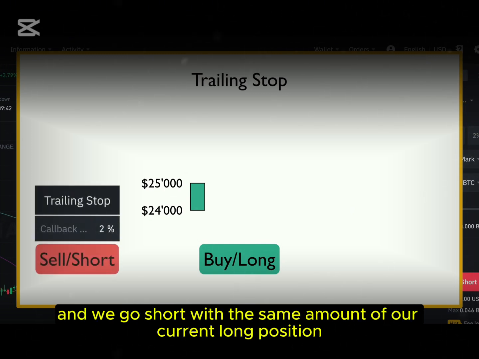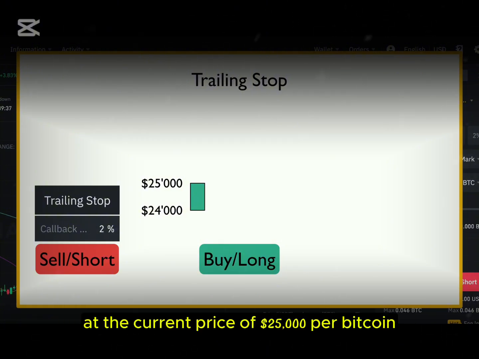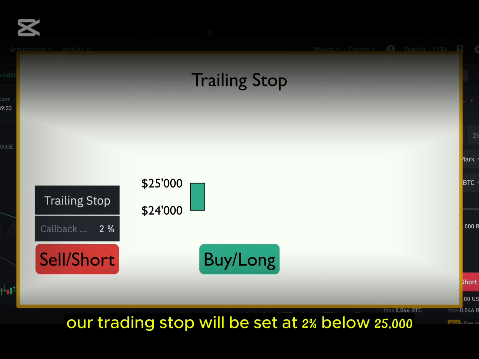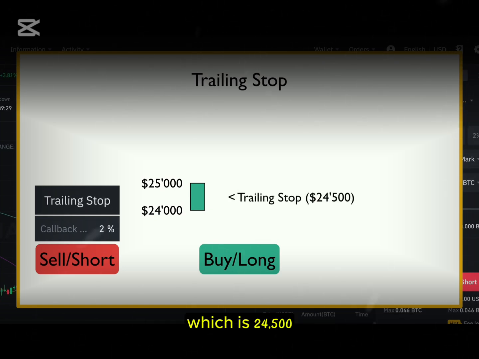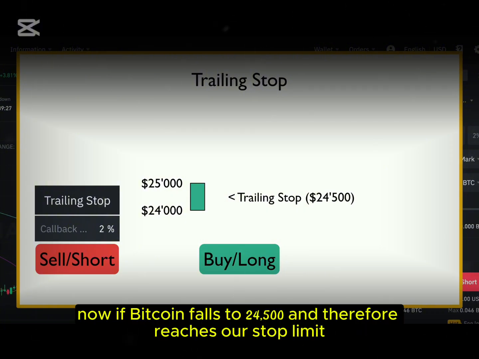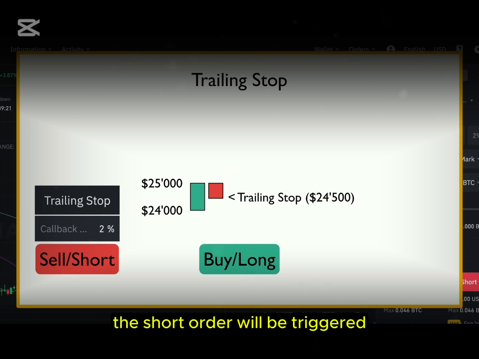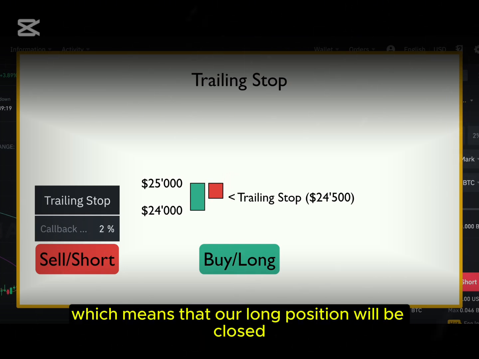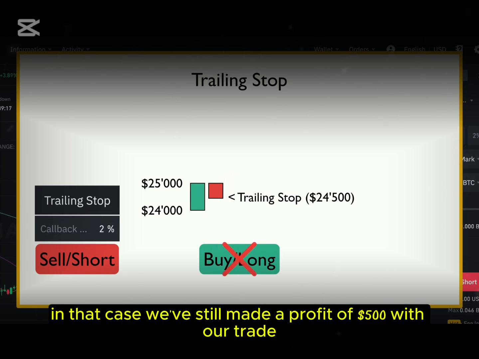And we go short with the same amount as our current long position. At the current price of $25,000 per Bitcoin, our trailing stop will be set at 2% below $25,000, which is $24,500. Now if Bitcoin falls to $24,500 and therefore reaches our stop limit, the short order will be triggered, which means that our long position will be closed. In that case, we've still made a profit of $500 with our trade.